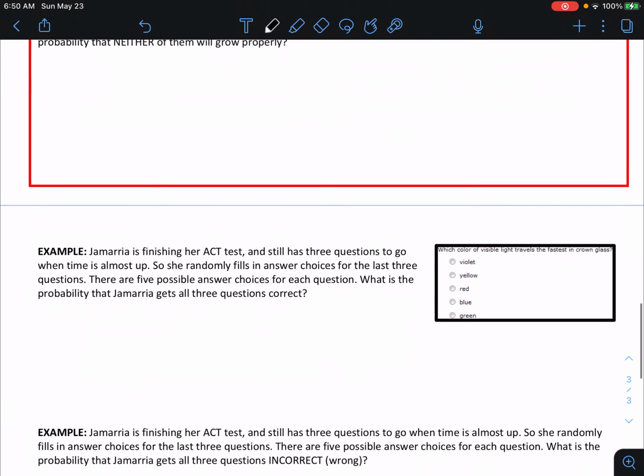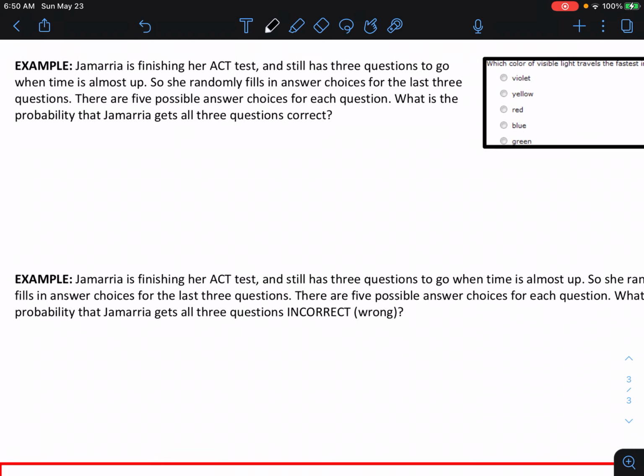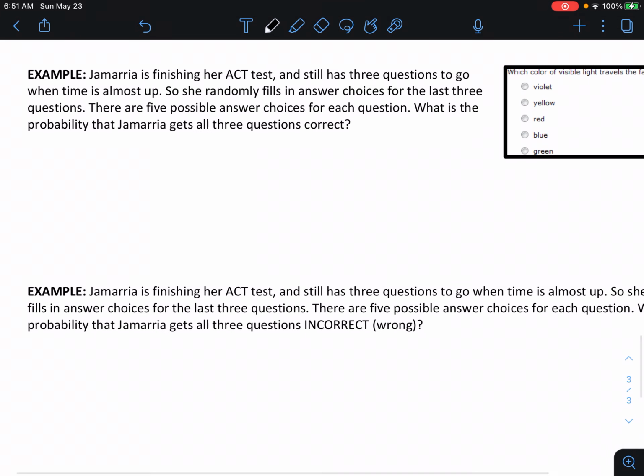All right, let's keep going and do a couple more examples here. In this next example, it says Jamaria is finishing her ACT test and still has 3 questions to go. So she randomly fills in answer choices for the last 3 questions. There are 5 possible answer choices for each question. What is the probability that Jamaria gets all 3 questions correct?